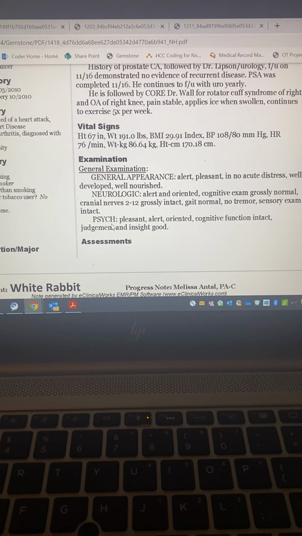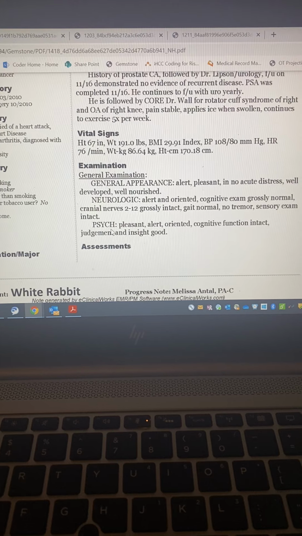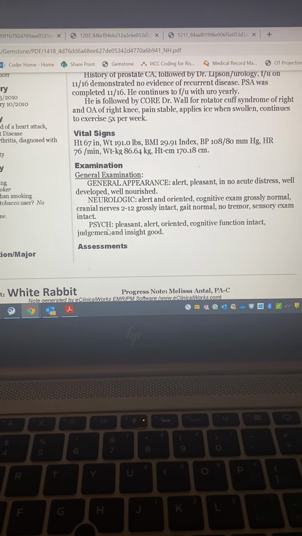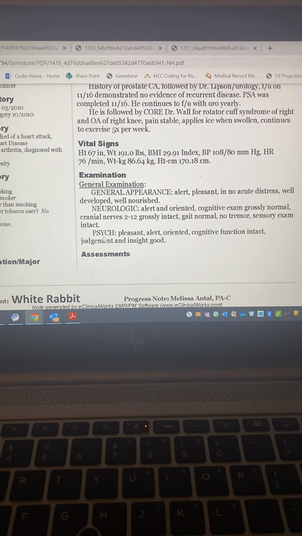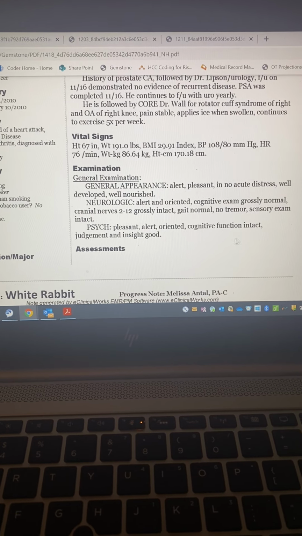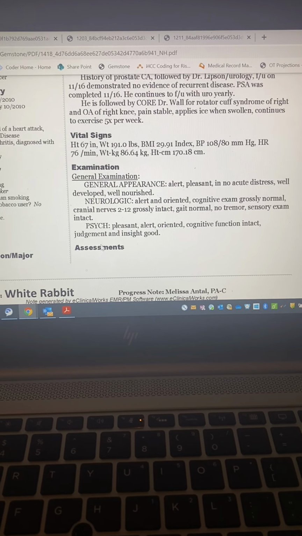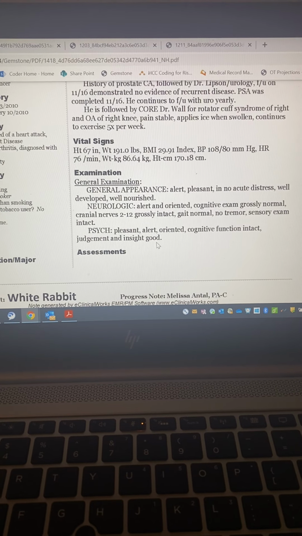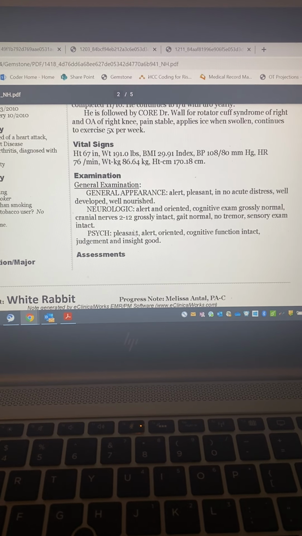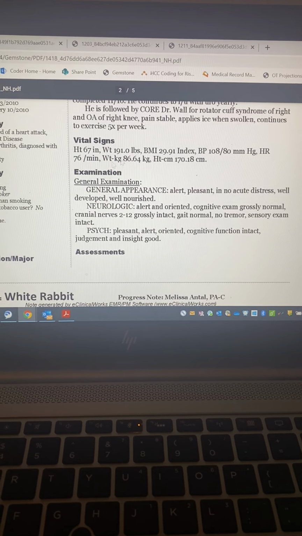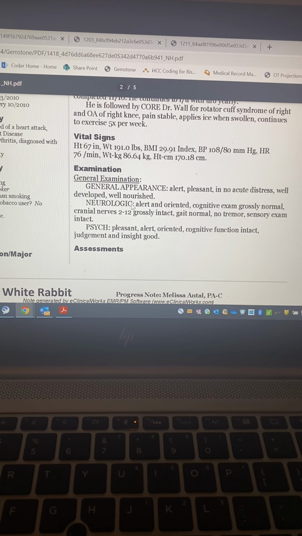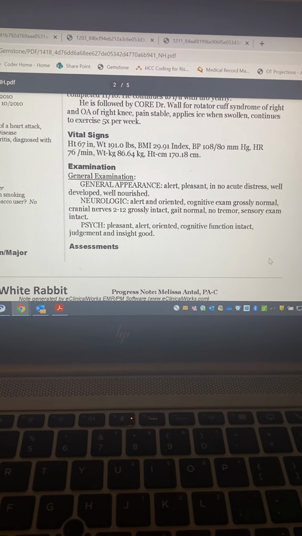They also did a psych exam. Psych exams are important as well because it lets the doctor know if you have depression, anxiety, mood changes, schizophrenia, things like that. So the psych: pleasant, alert, oriented, cognitive function is intact. Judgment and insight is good. So there's nothing psychologically wrong with this patient. So the general exam, they did a general appearance. They checked the neurology part and the psych part of this patient.